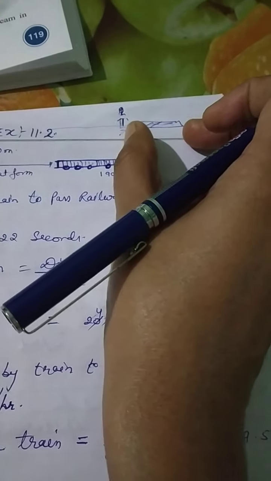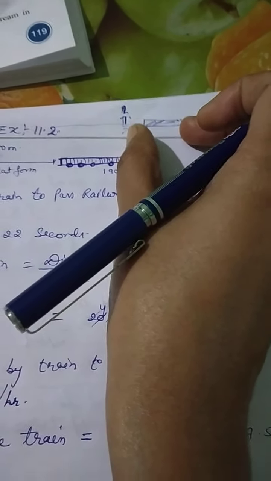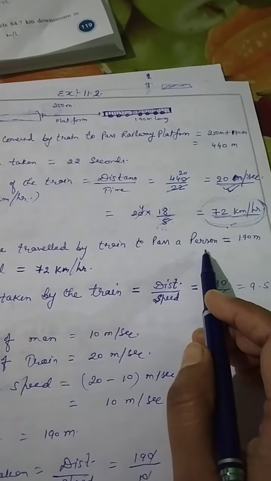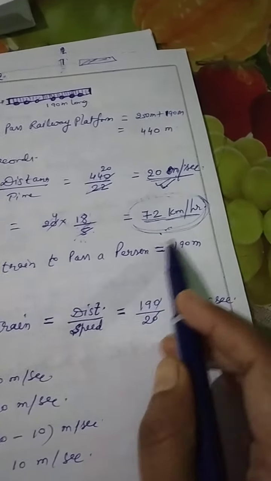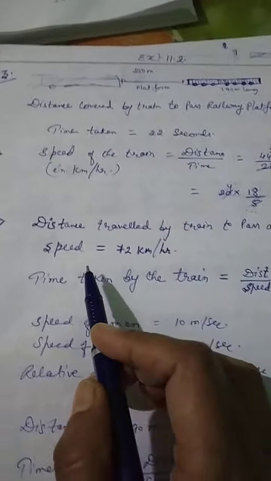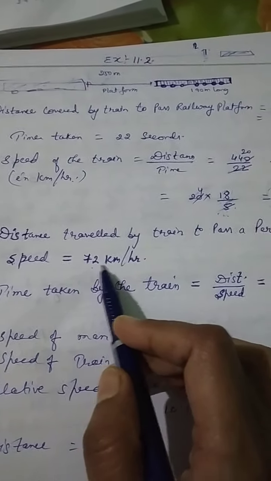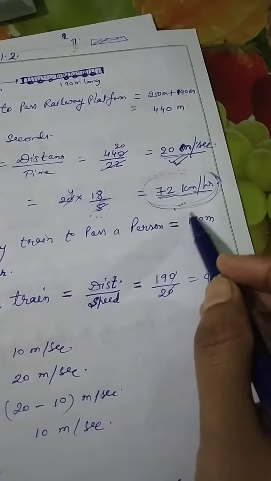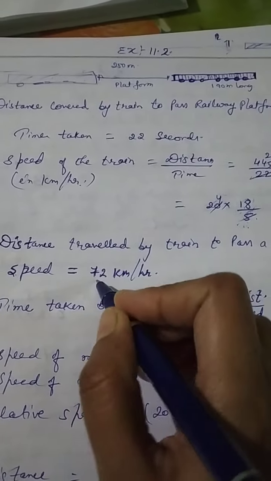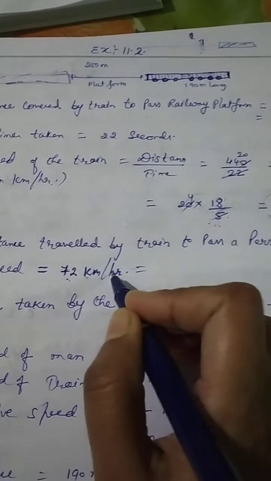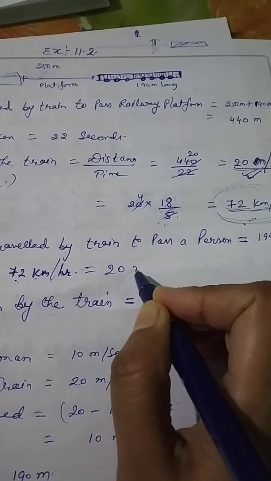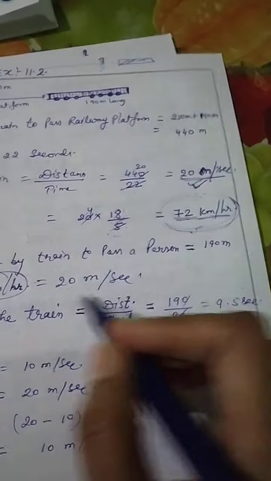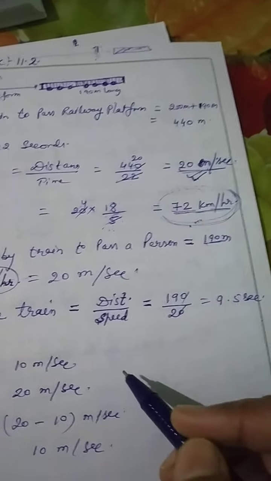The distance covered by the train will be equal to the length of the train. So the distance traveled by the train to pass a person is equal to 190 meter only, that is the length of the train, and the speed is given 72 kilometer per hour, but the distance is given in meter. So what we will do, we will not take the speed in 72 kilometer per hour, but we will take 20 meter per second only. Why? Because the distance is given in meter.